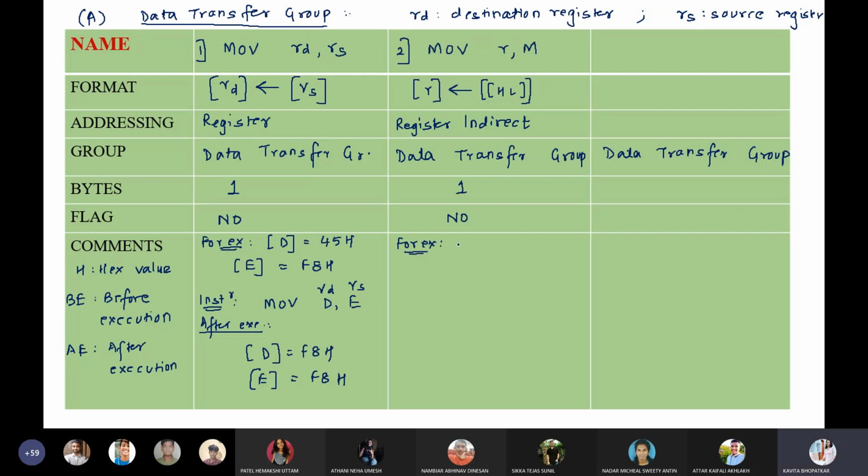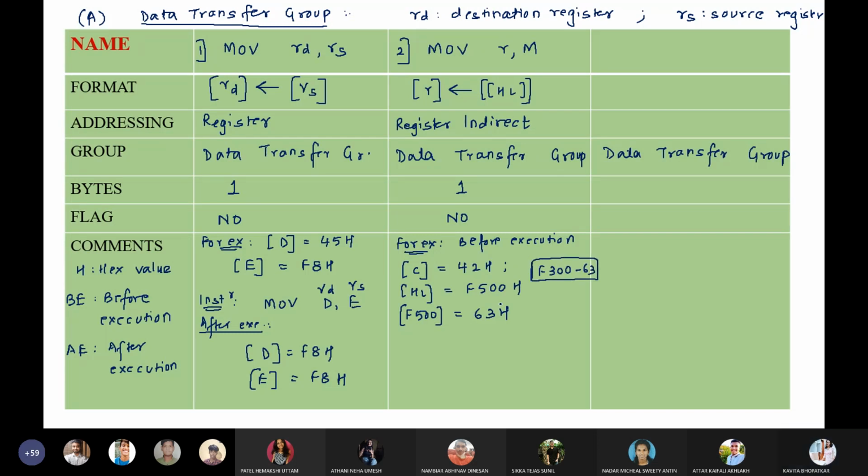So for example, let's say before execution, we have data of C as 42H, HL address is, let's say, F500H, and address F500H is having content as 63H. यानी कि मेमोरी के F500 में कंटेंट इज 63. So if this is HL, this becomes F.